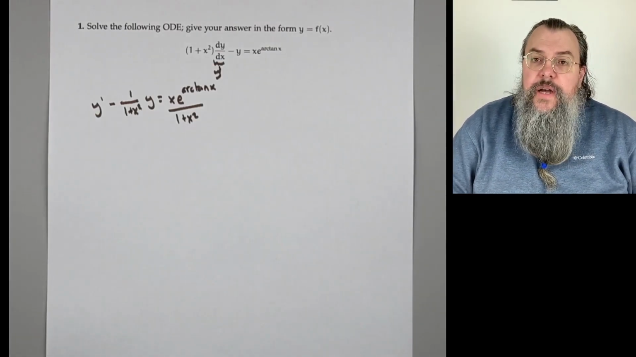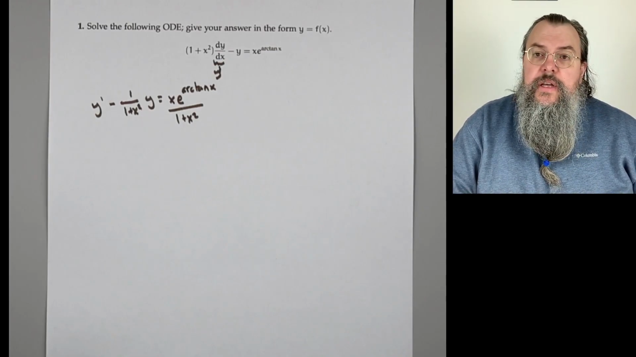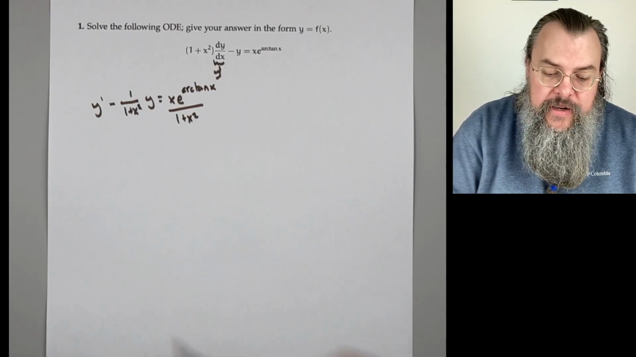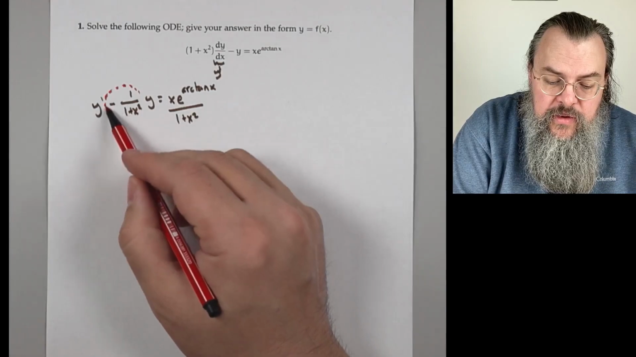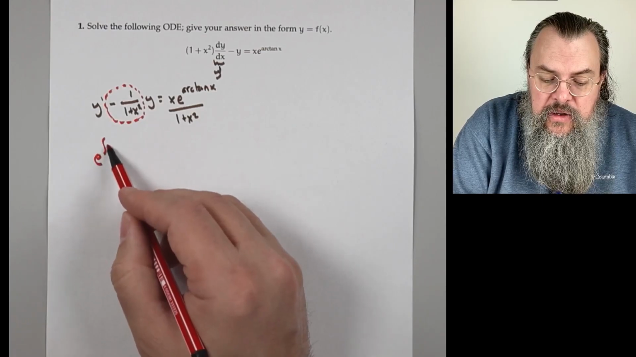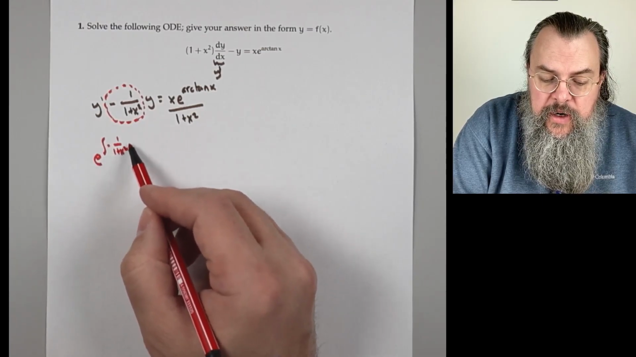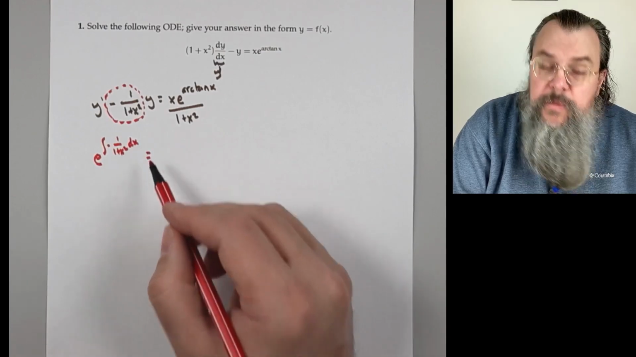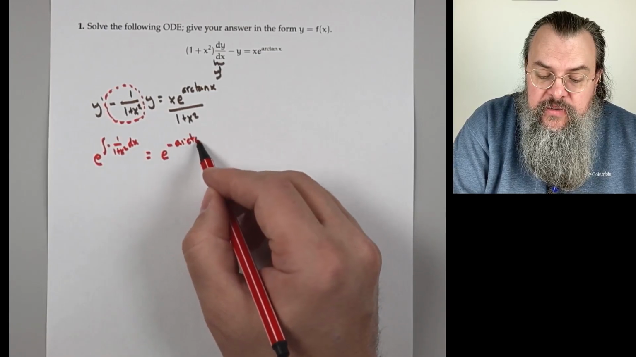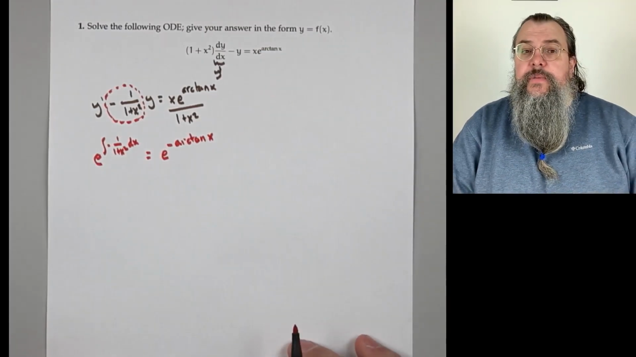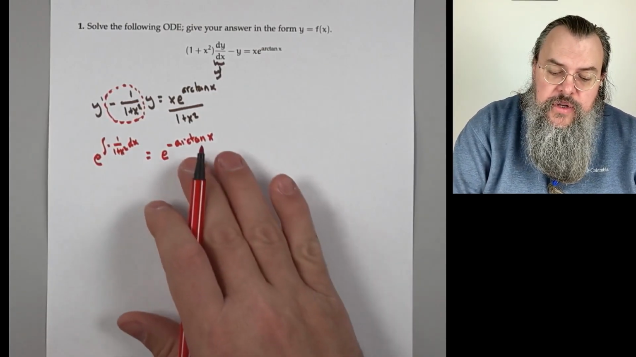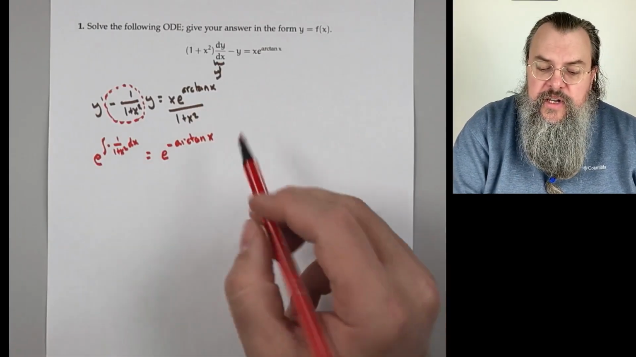You say, all right, well now what? Well now we look at what's in front of the y term. The y term will tell us how to handle the integrating factor. So in this case, we see this minus 1 over 1 plus x squared. So we're going to have e to the integral of minus 1 over 1 plus x squared. And that's something we can integrate. So that becomes e to the minus arctangent of x. And when we're doing integrating factors, we don't need to worry about plus c. So what we should do is multiply everything by e to the minus arctangent of x.